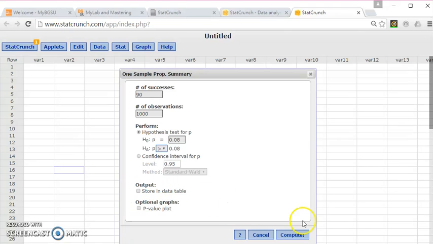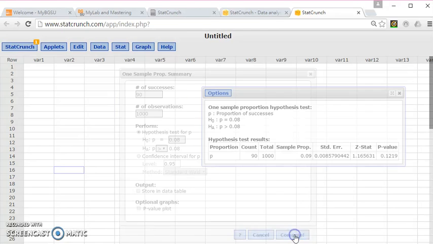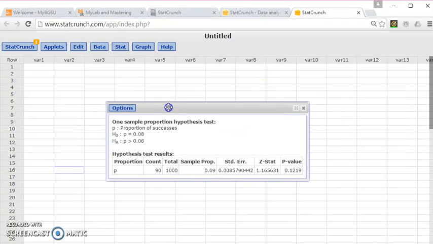And I still don't want to store the data or store the output, so let's just hit compute. Then here we go. We have our result. So same thing, the count, that's number of successes. Total, that's number of observations. Sample proportion. So here is where you can check if you miscalculated the number of successes. This number should be the same as the proportion you see in the question, which is 9%. That means, okay, you didn't make any mistake counting the number of successes over there. And standard error, with the same formula you can get the standard error with this value. Z statistic, and then P value.